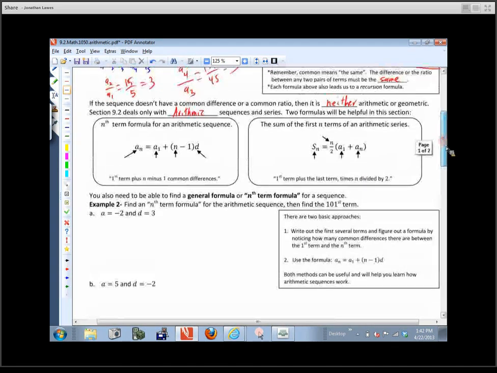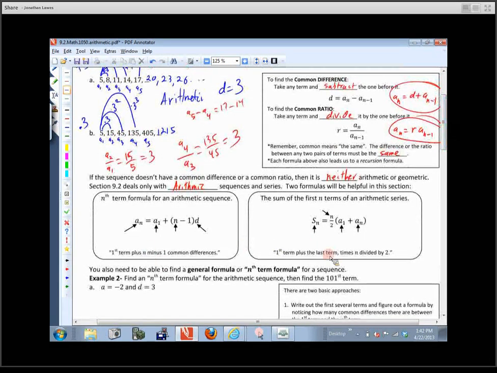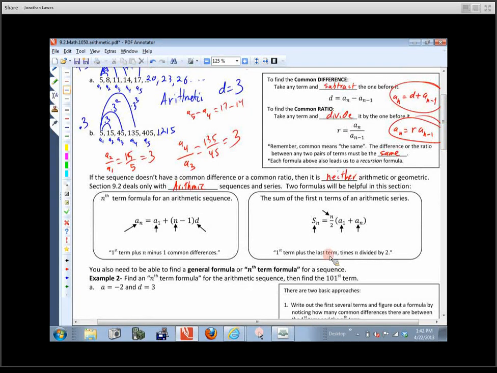Now, there are a couple of formulas that you're going to want to be aware of. They're right here. I put them in these boxes. So the first one is a general formula for an arithmetic sequence, or an nth term formula. So this is the nth term. What's a sub 1 mean? First term. N is just the index. And d, what do you suppose d stands for? Common difference.